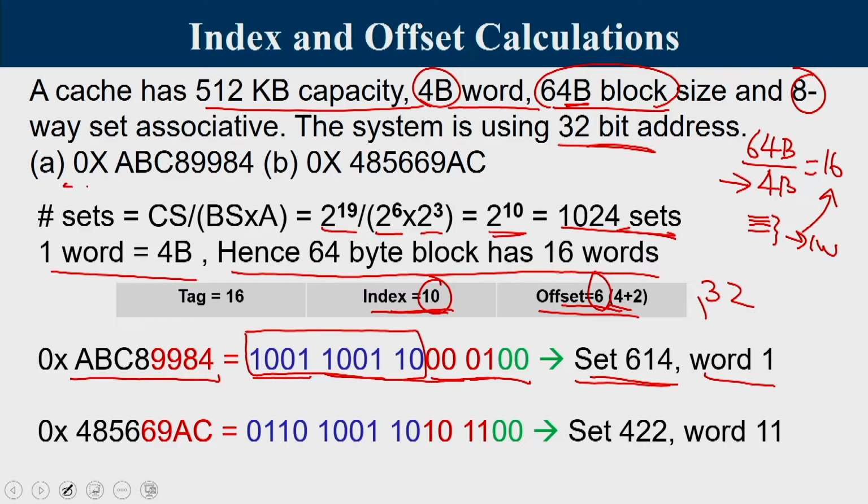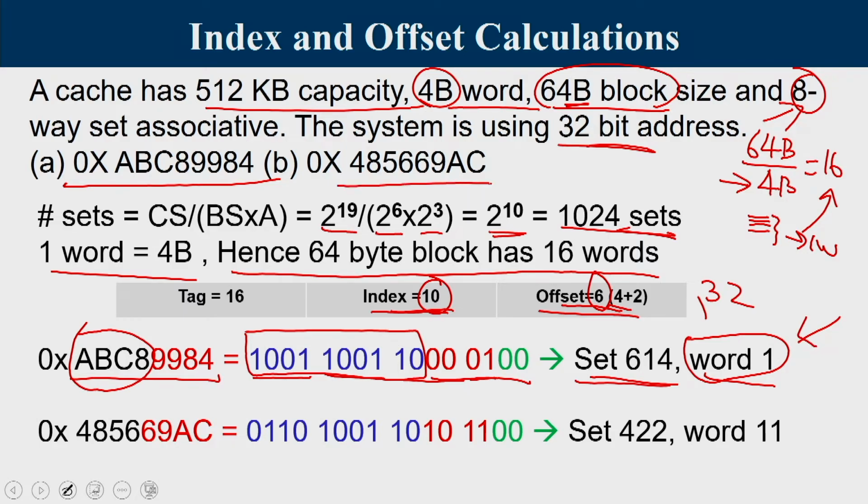That means, when you bring this particular address ABC89984 to the cache memory, set 614 is searched. In set 614, since it is 8-way associative, there are 8 cache lines. In all 8 cache lines, we see whether the stored tag value is the same as this 16-bit ABC8; hexadecimal ABC8 is the tag that is saved. If the tag matches, then in the particular block where the match occurred, you transfer word number 1, not word number 0. The very first one is word number 0, this is word number 1. So, transfer word number 1, that is the required one.